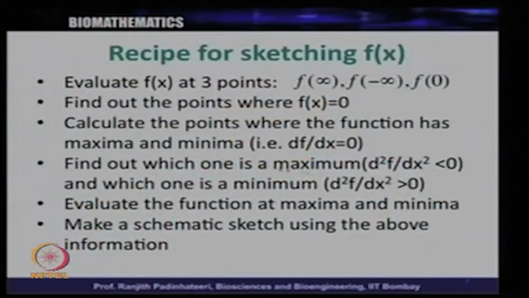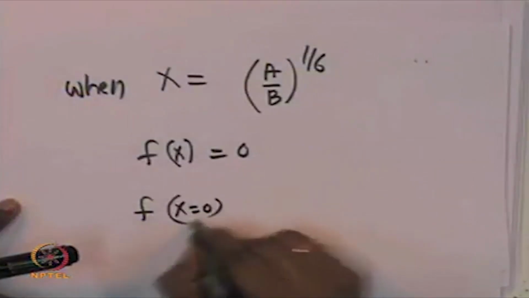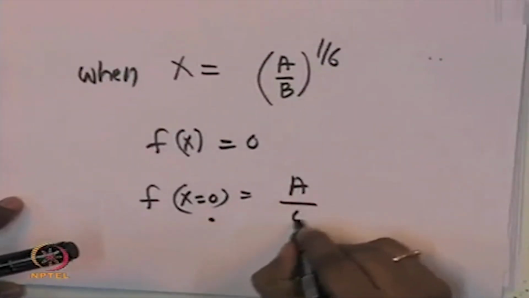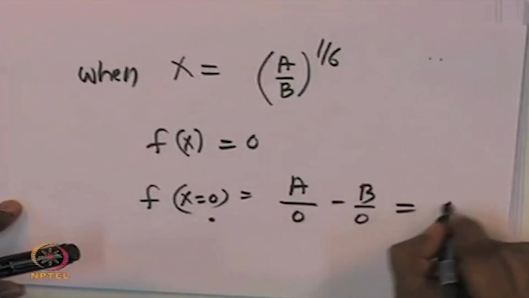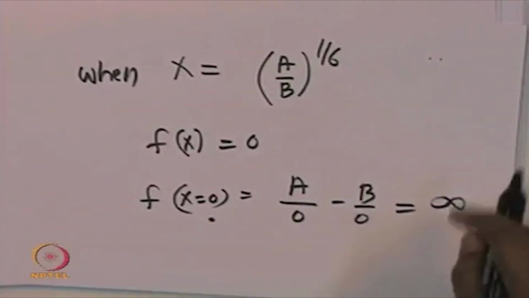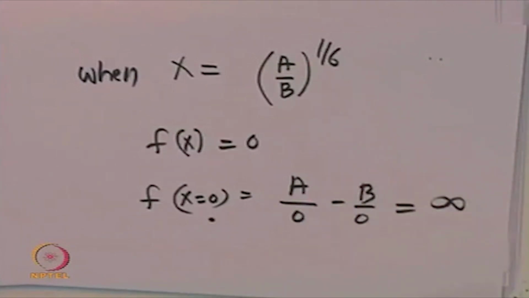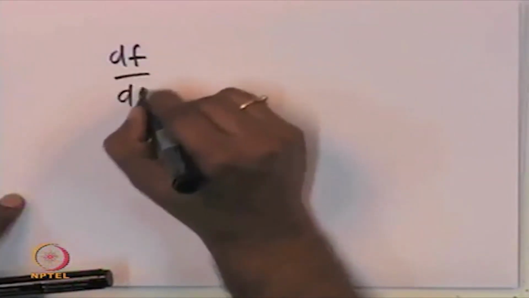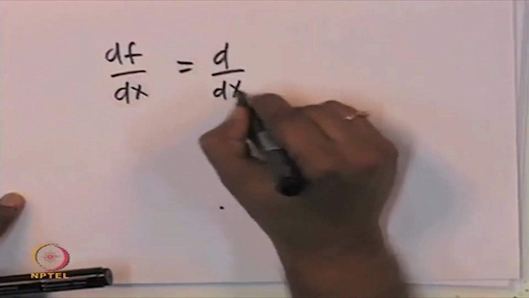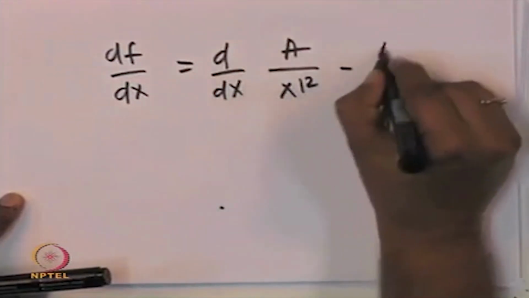Now, the next recipe step says to find out where it has a maximum or a minimum. But just before that we forgot one thing, we wanted to find out the function at x equal to 0. So, f at x equal to 0 is a by 0 minus b by 0, which is basically infinity. So, at x equal to 0 the function is infinity. That we know. Now, we want to find out the derivative. What is the derivative of this function? df by dx is d by dx of a by x power 12 minus b by x power 6.